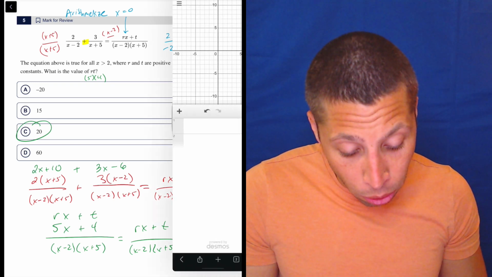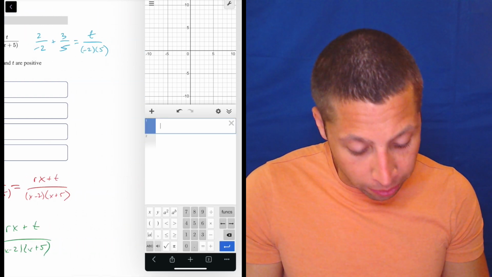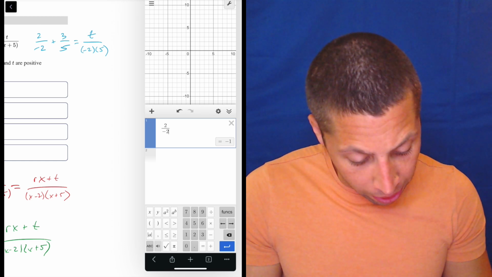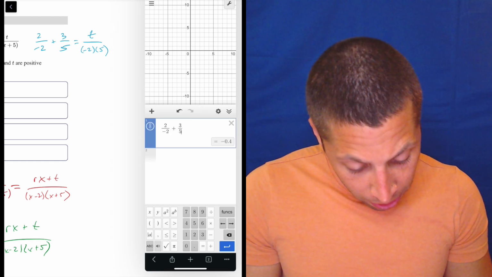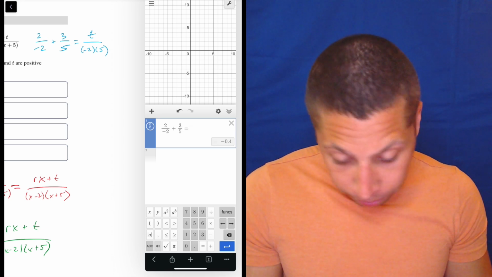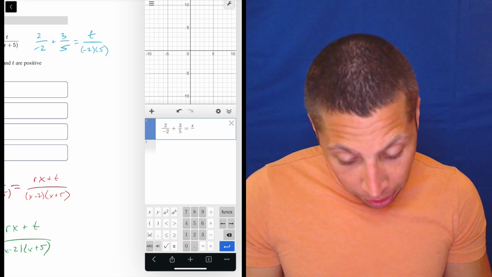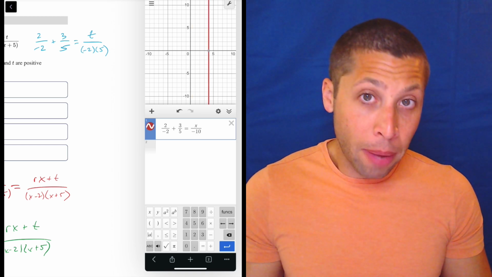I could also go to Desmos at this point. I have lots of moves I can make. I can simplify a little bit, but let's not even do that, right? So this is 2 over negative 2, and that is plus 3 over 5, and that is equal to, we got to change our t. Let's make it an x, and then divide that by, this time I'm going to simplify the negative 10, and I'm able to see my answer for t, right?